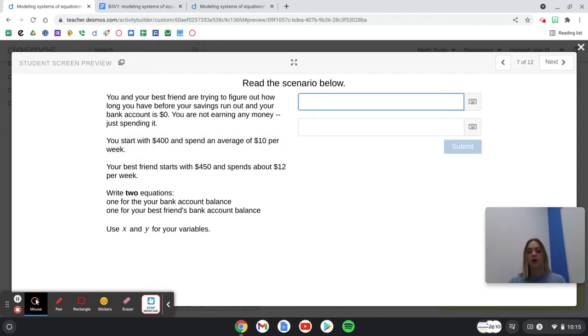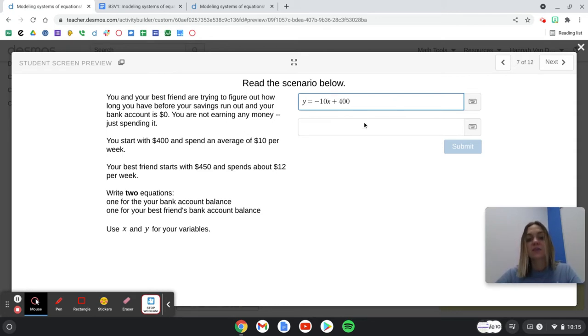So I need to figure out what my initial value is, which is my B, and I need to figure out what my rate or my slope is. And again, you can usually identify this by finding per unit of time. So if my problem is literally telling me I'm starting with $400, so that's my B value, and if I'm spending an average of $10 per week, I'm not earning that money, I'm spending it, so I have to make it negative because that's coming out of my bank account.